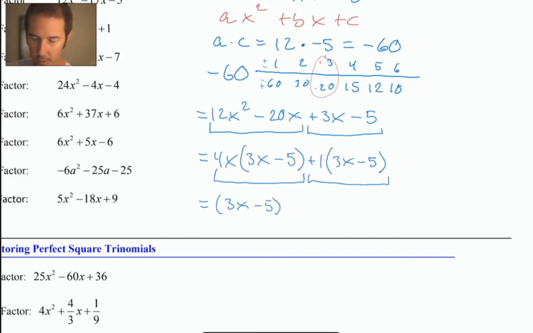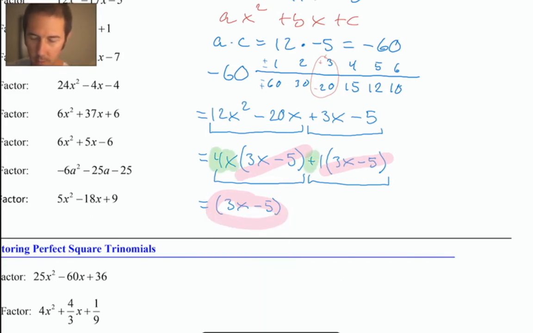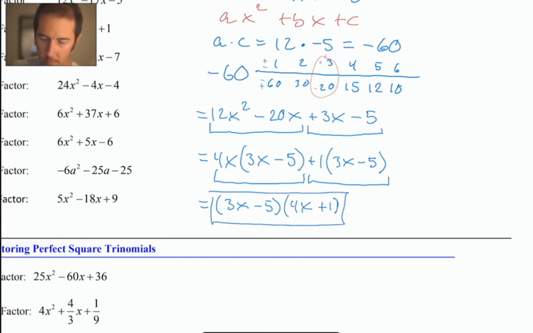So my first term contributed the 3x minus 5, so that's gone. And my second term contributed a 3x minus 5, so that's gone. And here it is. And what's left is a 4x and a plus 1. So my leftovers are 4x and a plus 1. And that's it. We just factored a trinomial into the product of 2 binomials using the AC method.